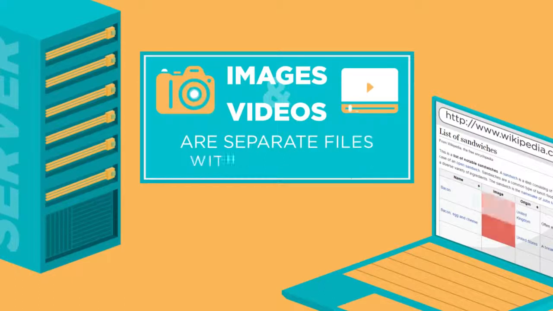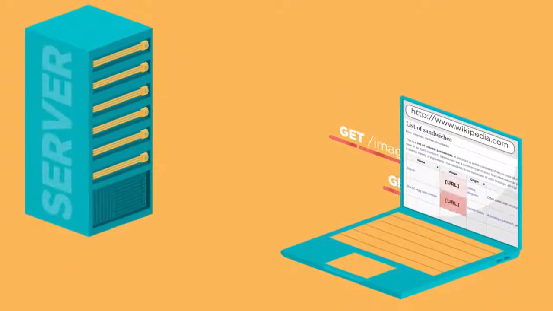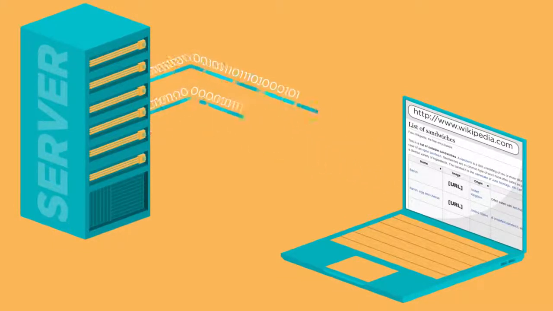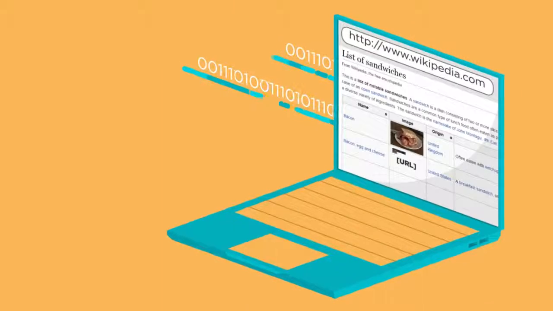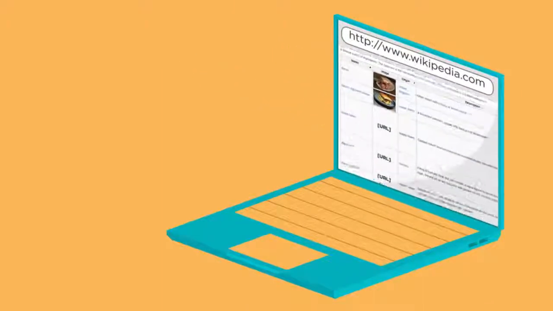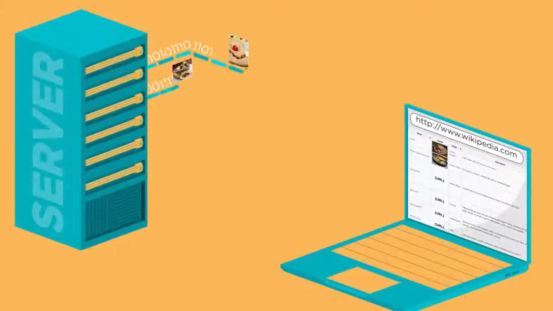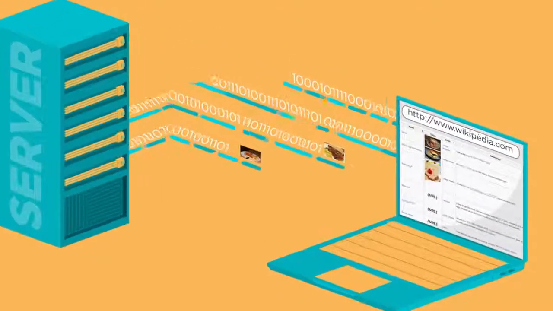The text of a web page is included directly in the HTML, but other parts, images or videos, are separate files with their own URLs that need to be requested. The browser sends separate HTTP requests for each of these and displays them as they arrive. If a web page has a lot of different images, each of them causes a separate HTTP request, and the page loads slower.